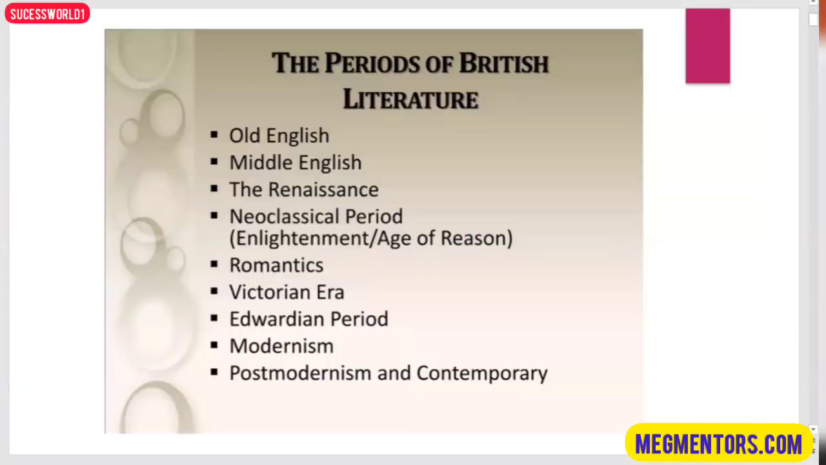The plan that I have for this course: we will be covering different periods of British literature, starting from Old English. Then we'll move forward chronologically to Middle English, the Renaissance, the Neoclassical period, the Age of Enlightenment, or Age of Reason, as it is called, moving on to the Romantic era of Wordsworth and Coleridge, and then the Victorian era, Modernism, and eventually the contemporary literature.